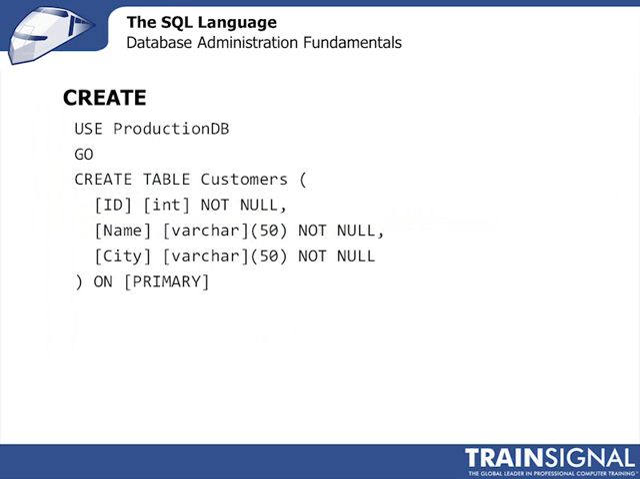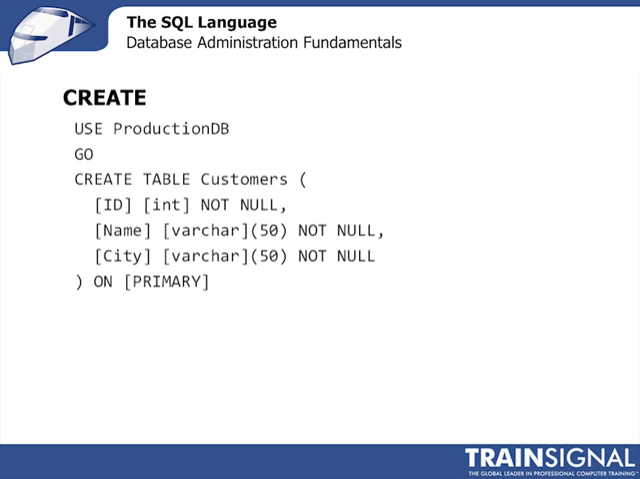Here's an example of the create DDL statement. We're going to tell it to start by using the production DB. Go tells SQL Server to process the previous command, and so it's going to switch to the production DB and then create a table called customers. This will include 3 columns: ID, name, and city. ID is an integer, name is a variable length character of up to 50 characters, and city is a variable length character of up to 50 characters.